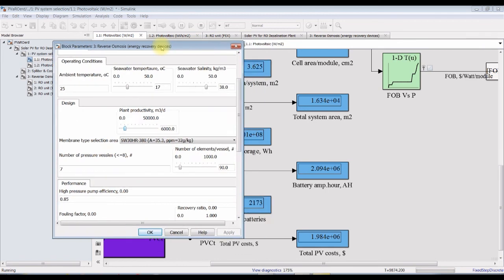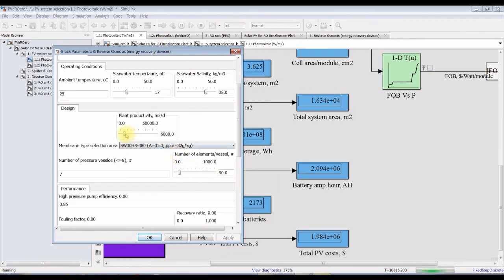Let's see here. This is the total system area. I'm keeping increasing. Okay, increasing productivity, therefore increasing the power of the high pressure pump, therefore increasing the load on photovoltaics. Therefore I'm going to increase number of pressure vessels. I will reduce the total area again.